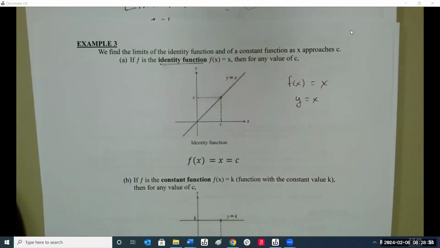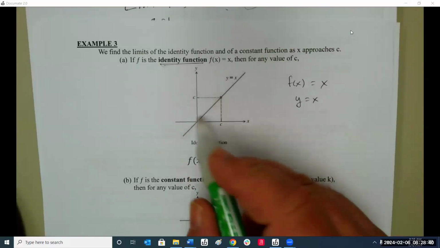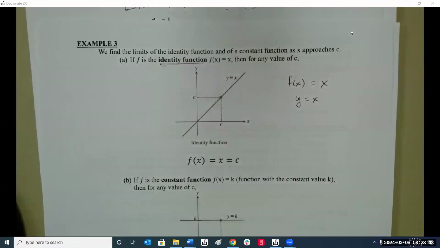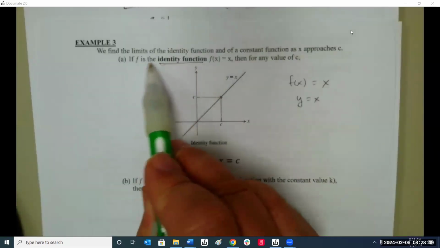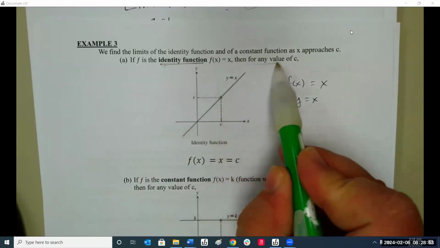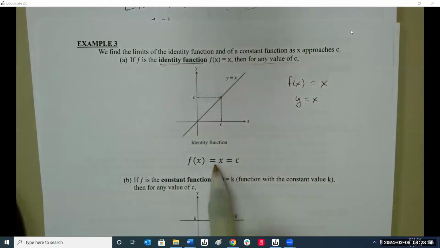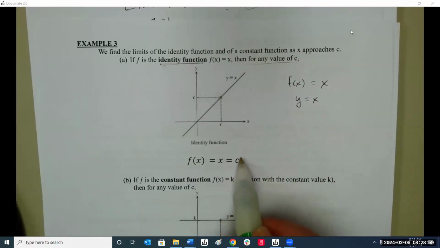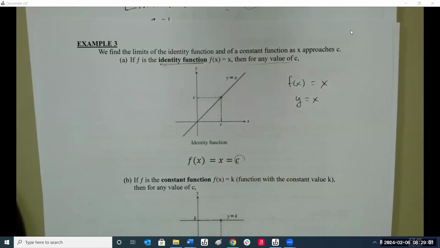Because no matter what I put in, I get the same value out. It keeps its identity. If I put 1 in there, I get 1. If I put -1, I get -1. If I put 0, I get 0. That's an identity function. If f is the identity function, f of x equals x, then for any value of x, the limit exists, and it's that value. It's whatever value we're going to.